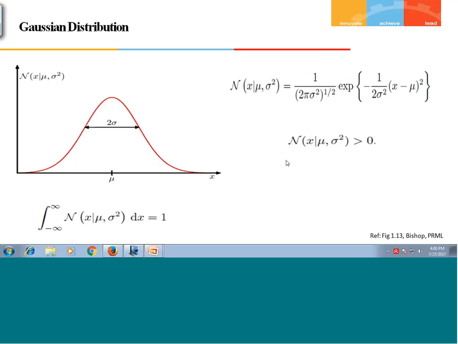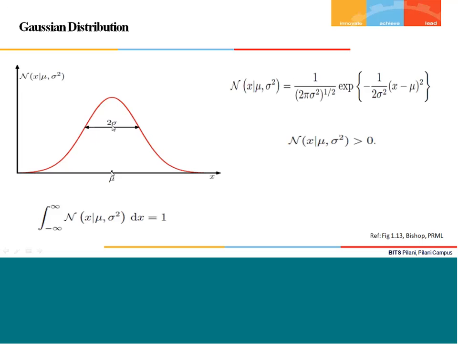So this is a normal distribution. In a normal distribution, we have the average mu here, and the variance, how much it is scattered from the mean, is defined by the variance. If the variance is large, then it is flatter. If the variance is less, then it is more peaky.